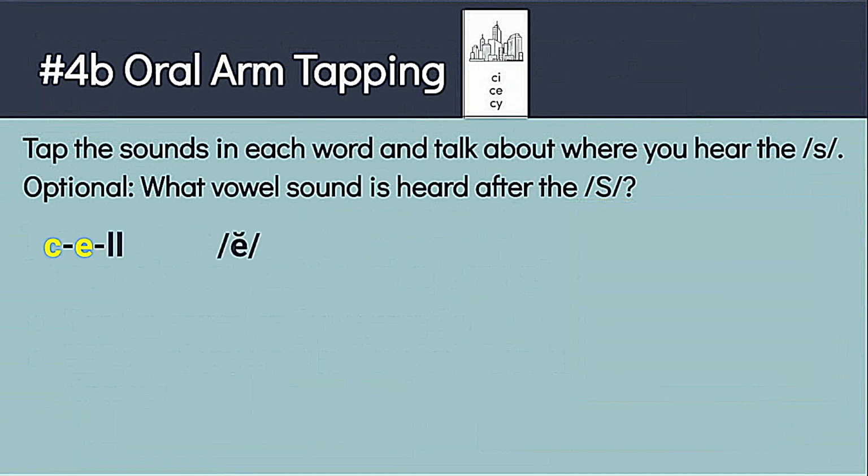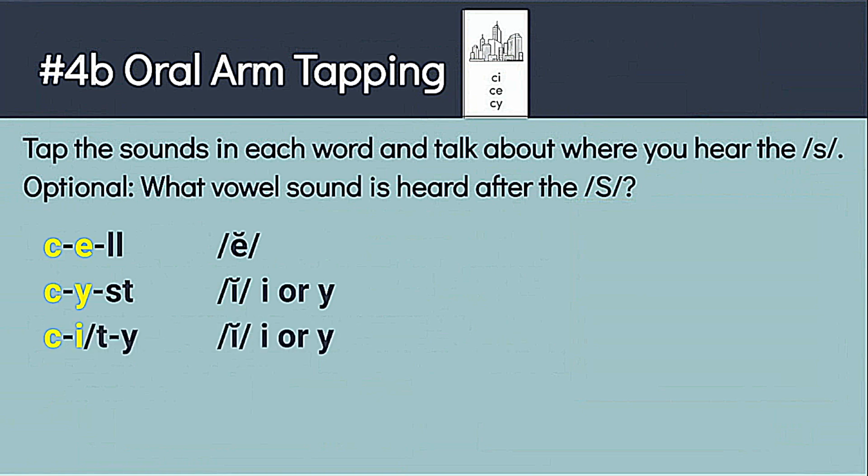So for the word cell, we hear the S at the beginning, followed by the short E sound, eh. So we hear the CE pattern. For the word cyst, we hear S at the beginning, followed by an I sound. So that I sound could be an I or it could be a Y. For the word city, we again hear the I sound after the S. So that I sound could be an I or a Y.